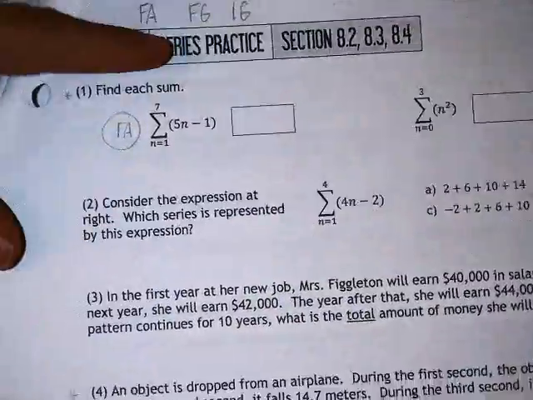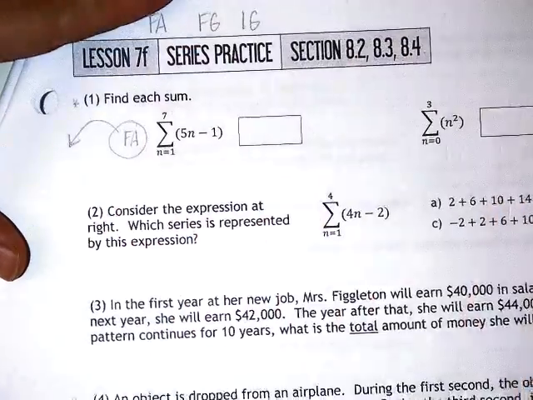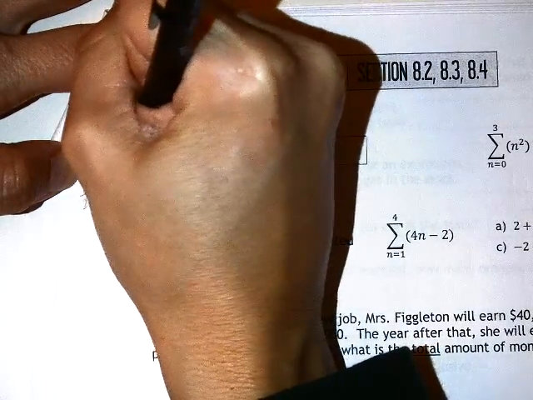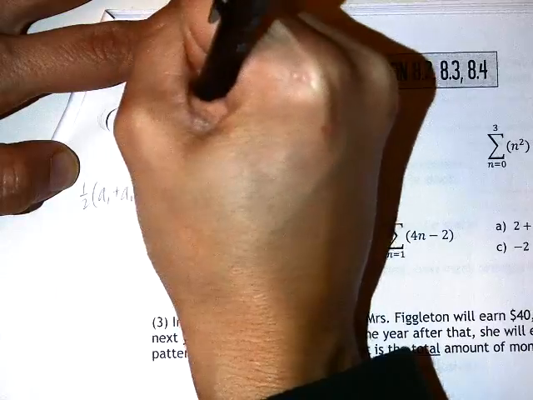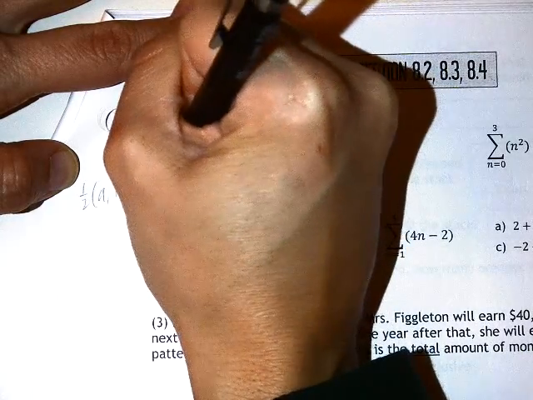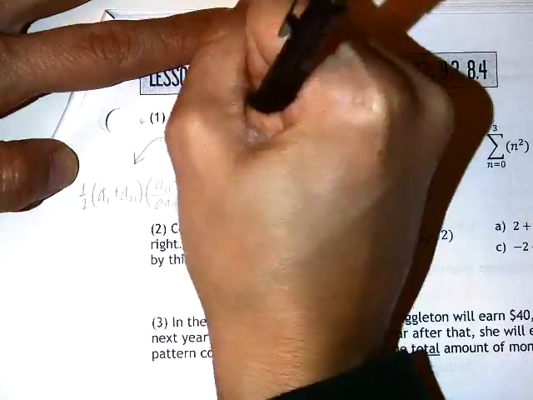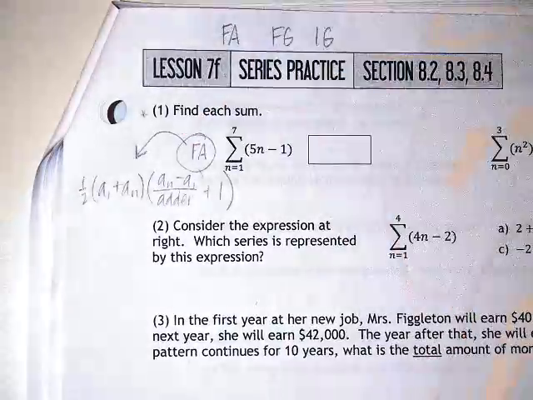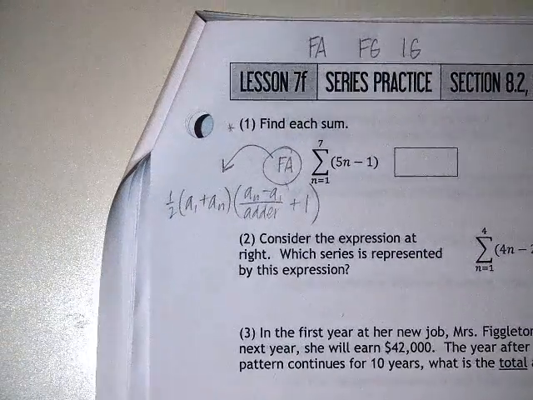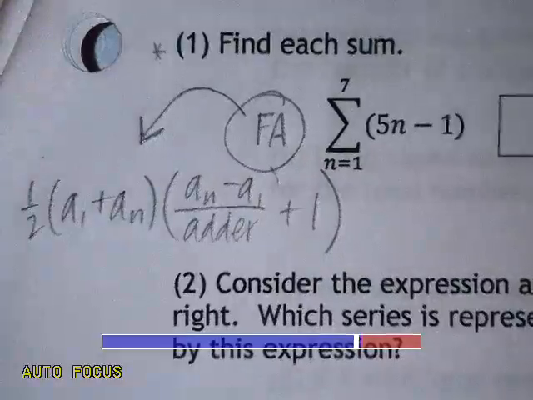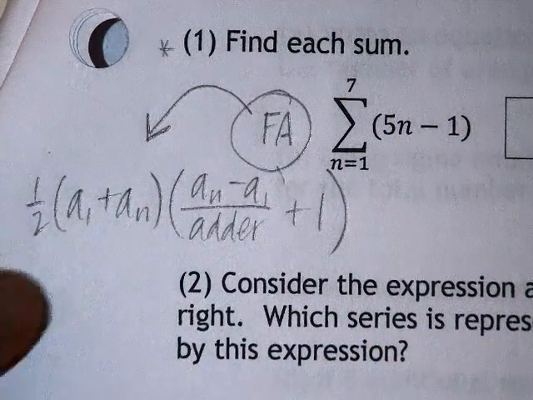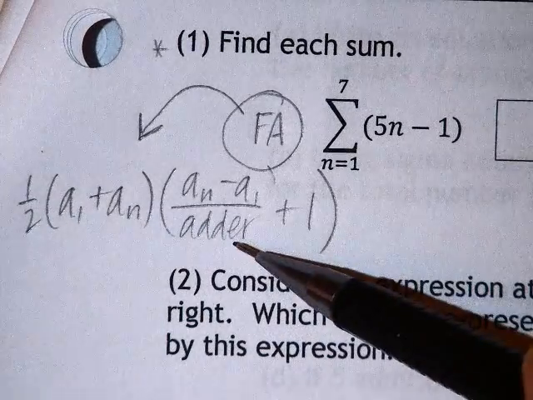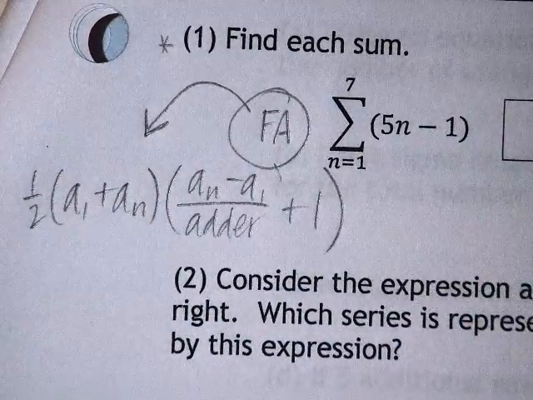I know I'm going to have to use the finite arithmetic formula, which, if I copy that from my notes, was 1/2 times (a sub 1 plus a sub n) times (a sub n minus a sub 1, all over the adder, plus 1). So that formula is going to be necessary, and that means I need to extract from this problem all of the necessary elements of the formula. I need to be able to figure out the a sub 1, the first term, a sub n, the last term, the adder, and then I need to be able to plug it all in and simplify.